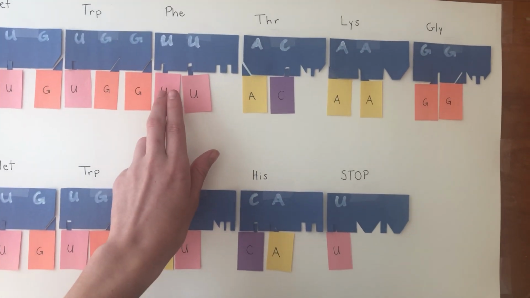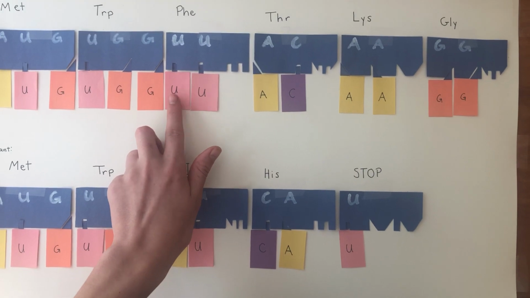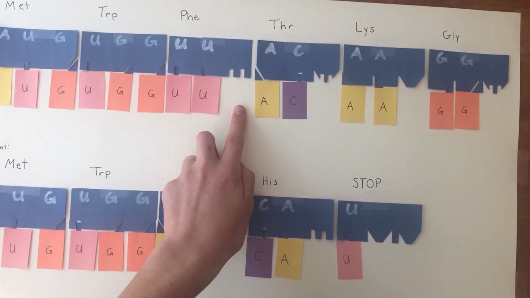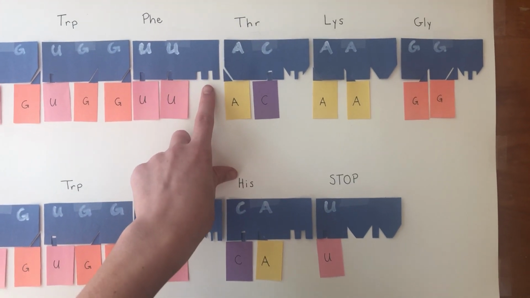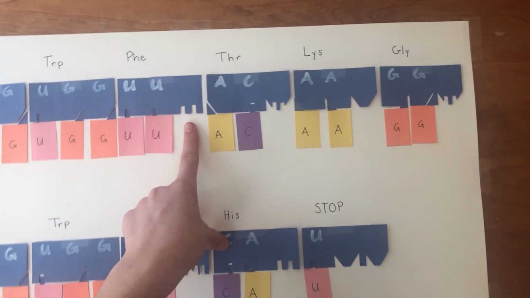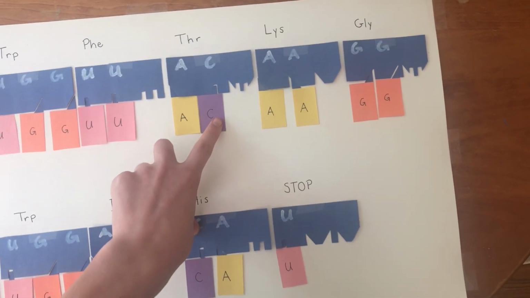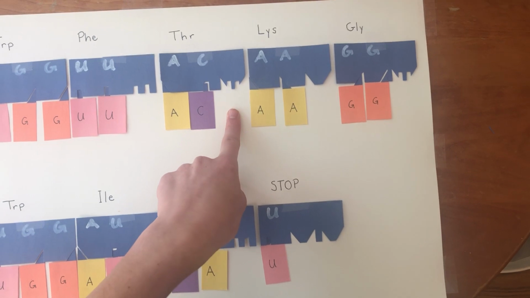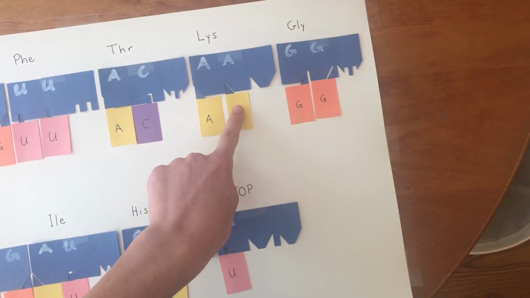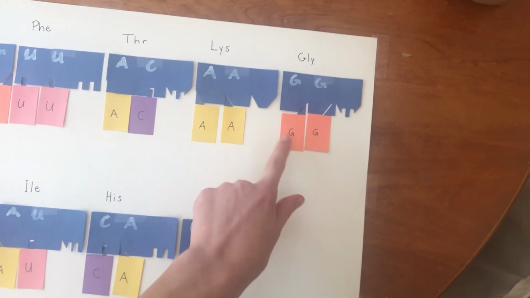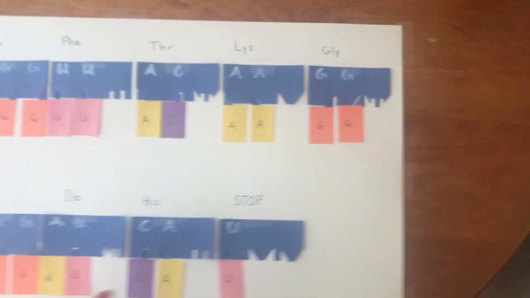Our third codon in the normal strand starts with UU, but we don't know what the third letter is. It can either be a U or a C, so we have two options that can fit here. Then an A and a C can fit here, any letter, and then an A and an A go here. We don't know what's here, GG, and we don't know what goes here.